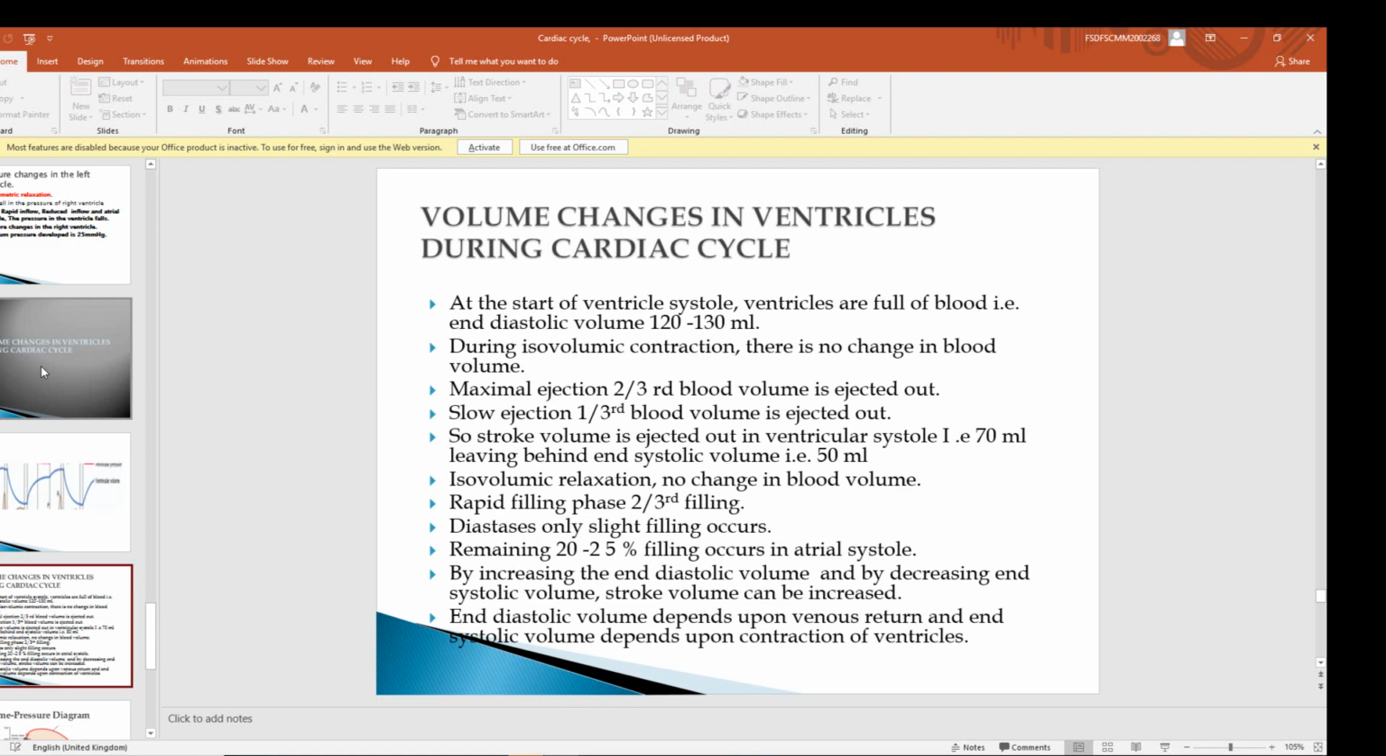By increasing the end diastolic volume and by decreasing the end systolic volume, the stroke volume can be increased. End diastolic volume depends upon venous return, and end systolic volume depends upon contraction of the ventricles. We should know this very clearly, that the end diastolic volume depends upon the venous return, the blood that is coming to the heart from veins, and the systolic volume, which is actually being given out from the heart, depends upon the contraction of the ventricles.